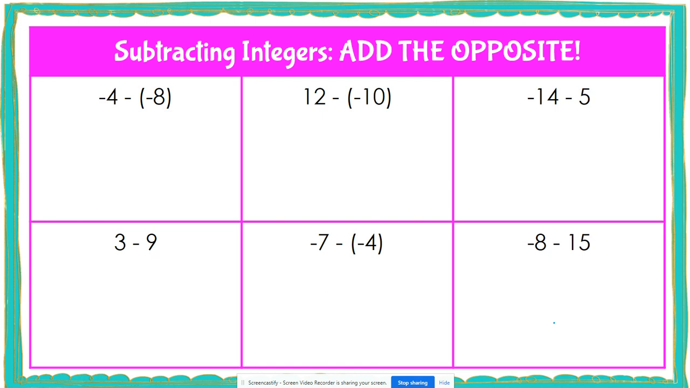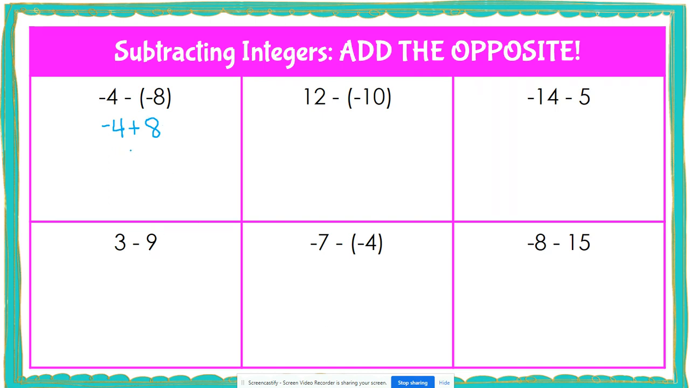Now let's practice. -4 minus -8. If I change this to an addition problem, I'm going to keep -4 the same, but I'm changing my subtraction sign to add. And then I need to change my second number to its opposite. This number is -8, so the opposite of -8 is +8.